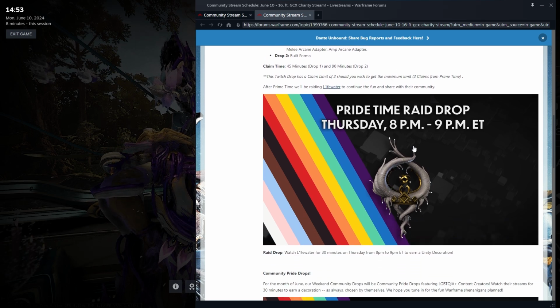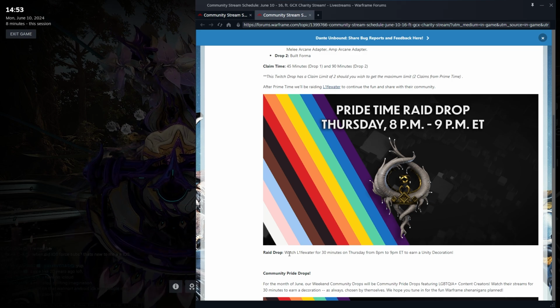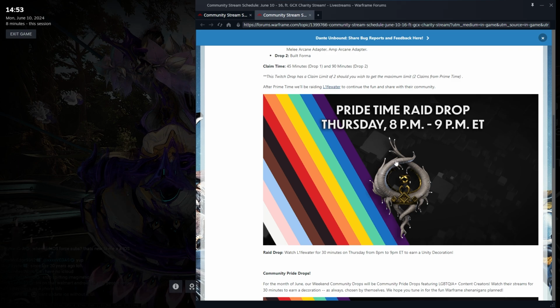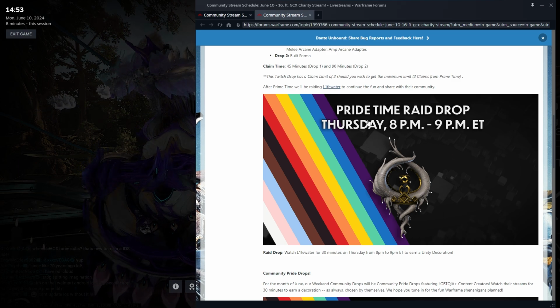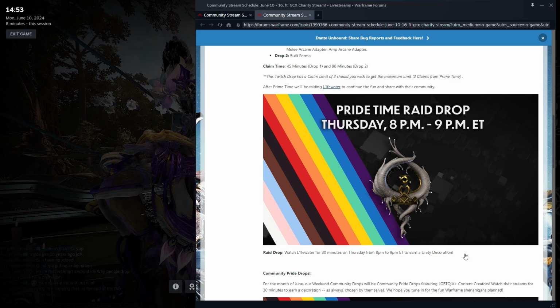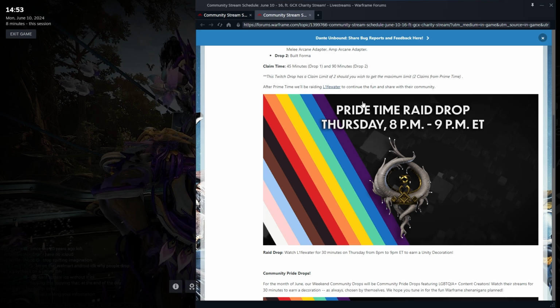Next up, we have the Prime Time raid drop. After Prime Time, they raid off to someone. They will be raiding Lifewater, and you watch for 30 minutes to get the raid Prime Time drop. It is a Unity decoration. Looks like the drop's only active for an hour, so make sure you're there right when Prime Time ends if you're looking for that drop.